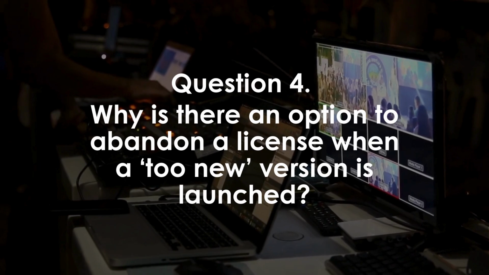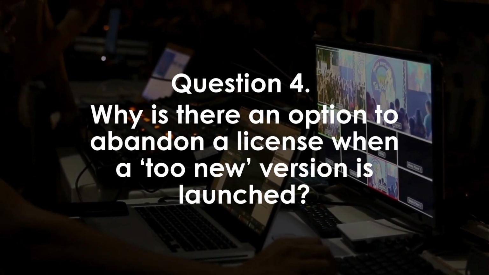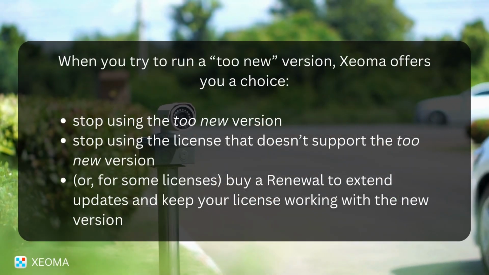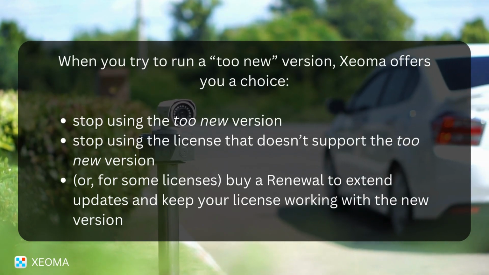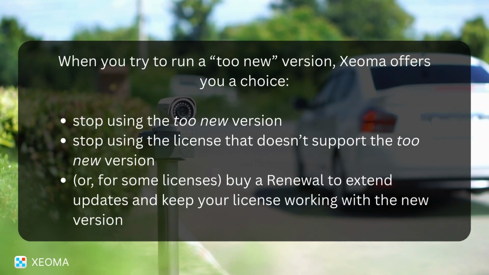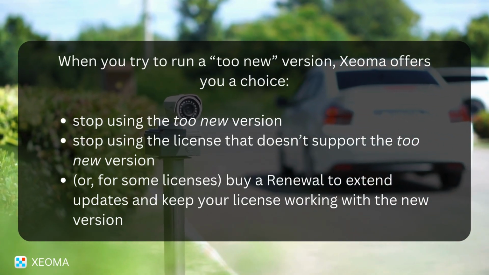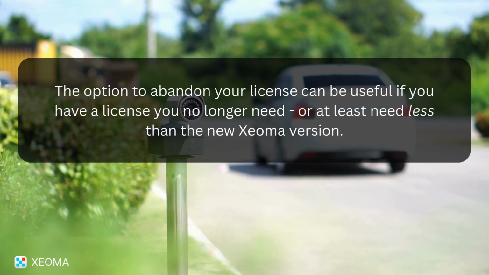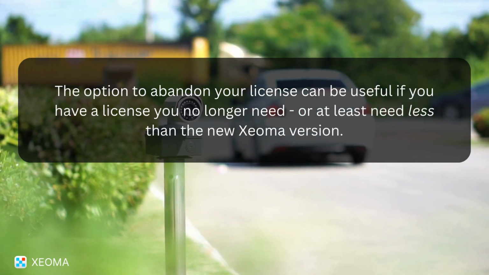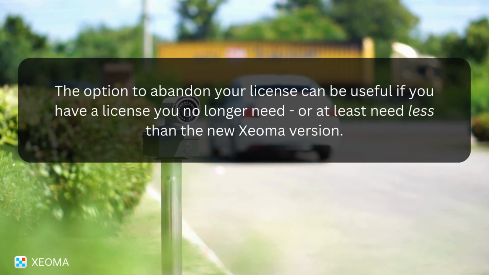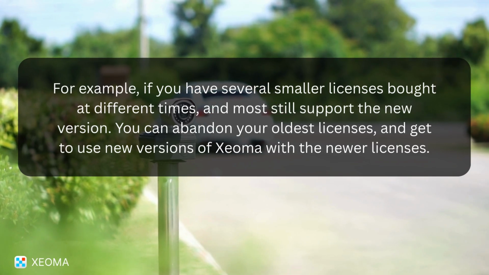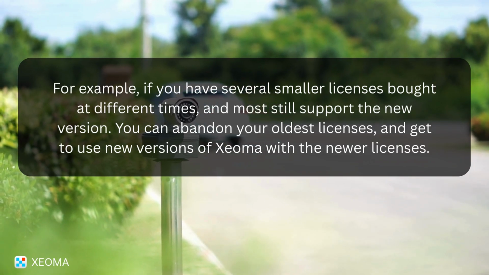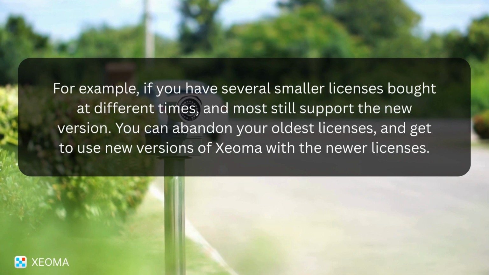Question 4. Why is there an option to abandon a license when a too new version is launched? When you try to run a too new version, Xeoma offers you a choice: to stop using the too new version, to stop using the license, or, for some licenses, to buy a renewal that extends updates of your license. The option to abandon your license can be useful if you have a license you no longer need, or at least need less than the new Xeoma version. For example, if you have several smaller licenses bought at different times, and most still support the new version. You can abandon your oldest licenses, and get to use new versions of Xeoma with the newer licenses.